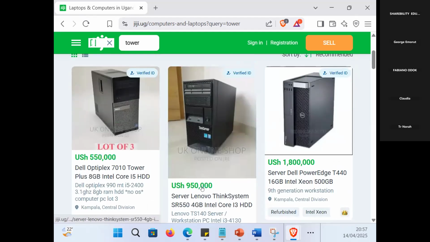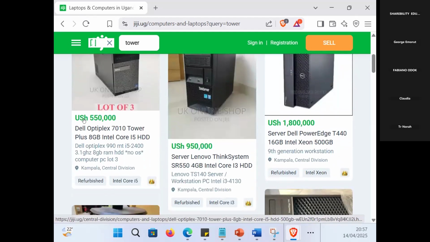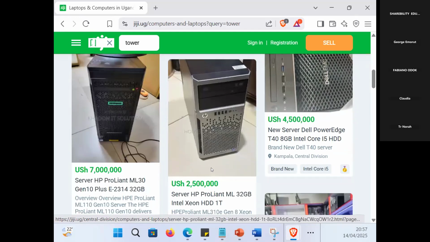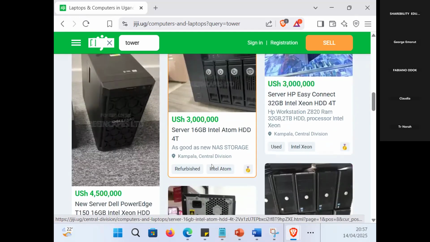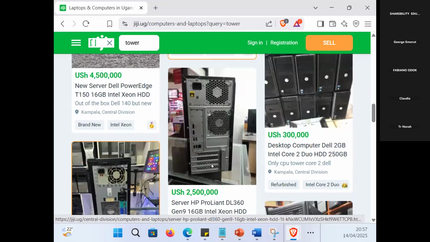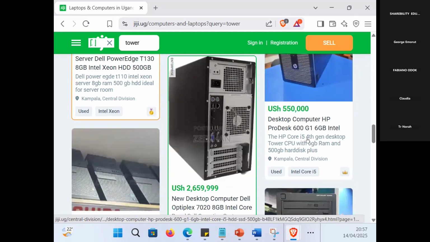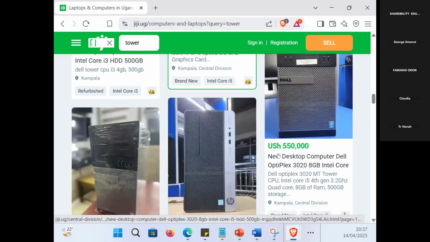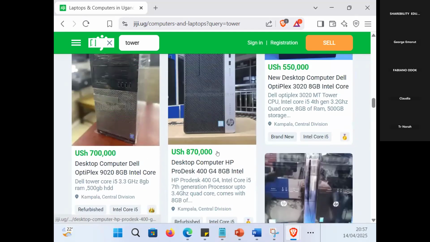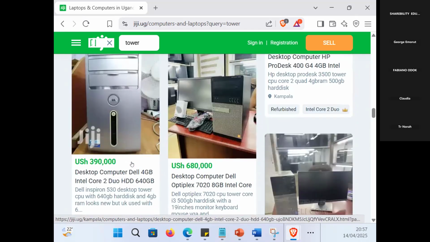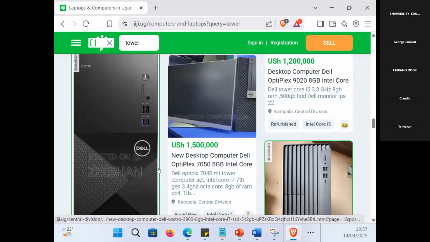I have this one of 950. I have this one of 550. I have this one of 1.8. So it depends on the specifications, how new it is, how much memory is there, what kind of processor. So you can get one at 700. This one is at 870. It has 400 GB. And you can call these people and go and get a computer. These ones here are refurbished computers.